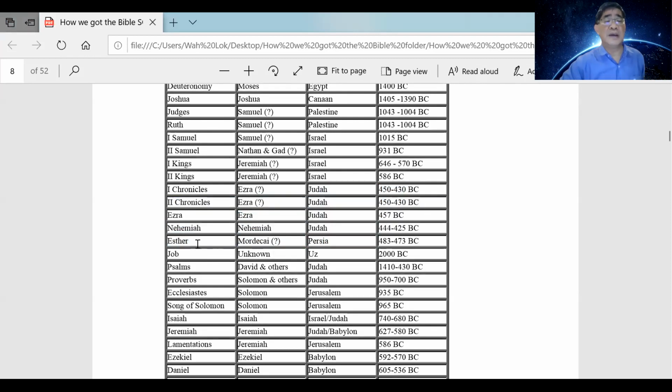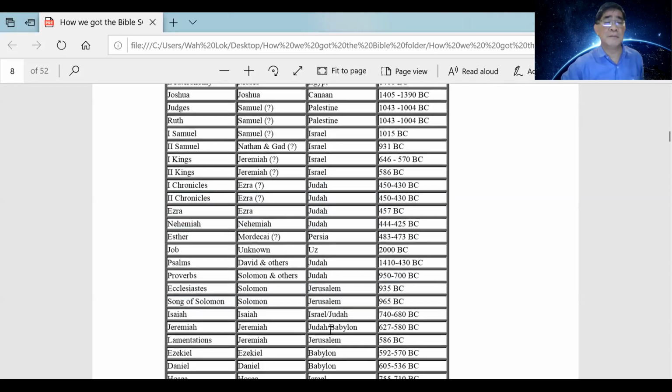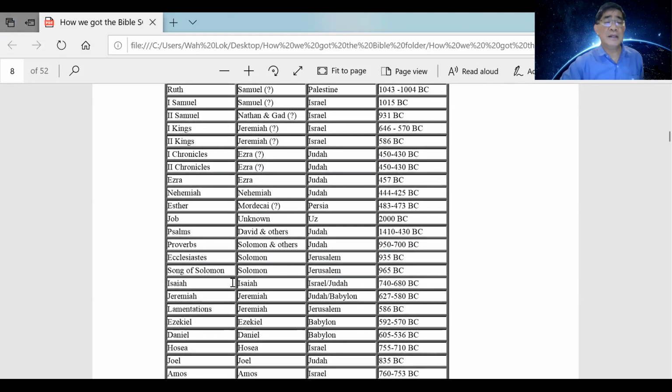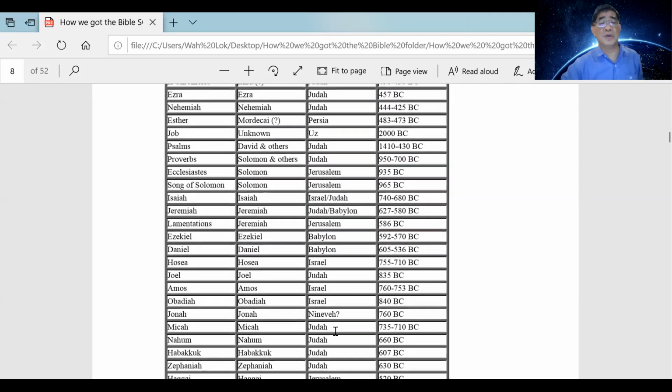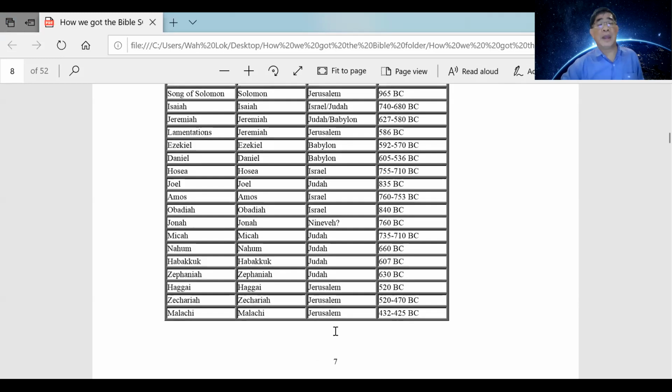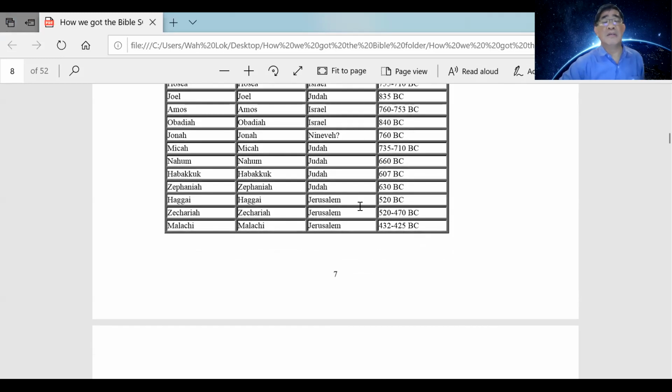Esther, you were exiled, so it has to be written in Persia. And then of course Song of Solomon, Ecclesiastes, Proverbs. Solomon wrote a lot of these, so they have to be written in Israel, in Judah, or in Jerusalem. Now Jeremiah was partly written when he was in Judah, partly when he was exiled, so in Judah and Babylon. That's what we guess. Ezekiel and Daniel were exiled, so they were probably in Babylon. That's how they predict where the books were written.